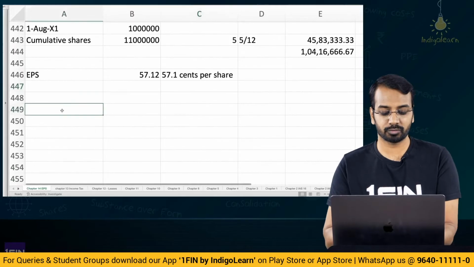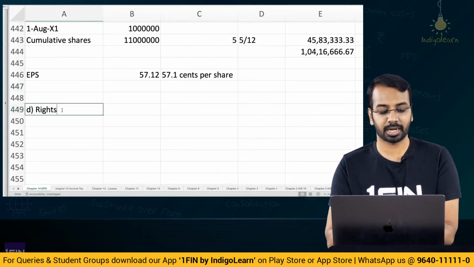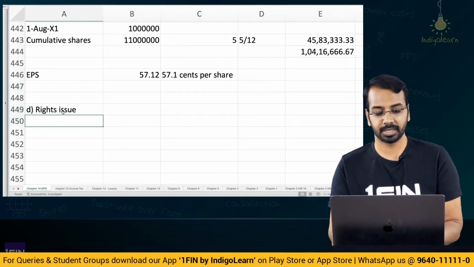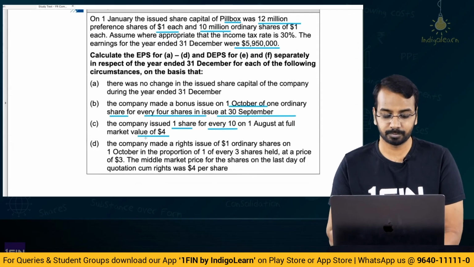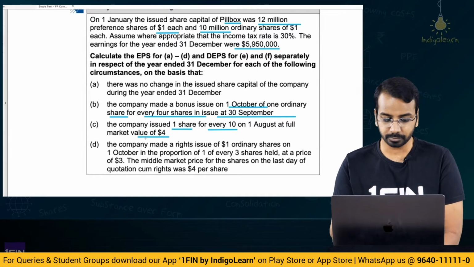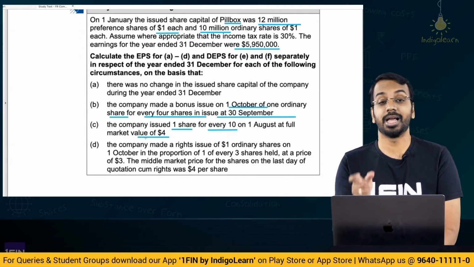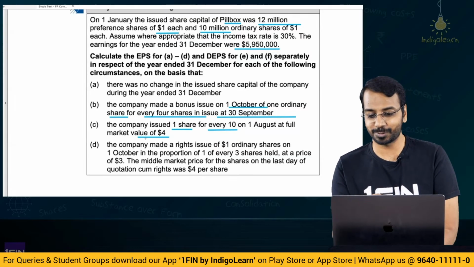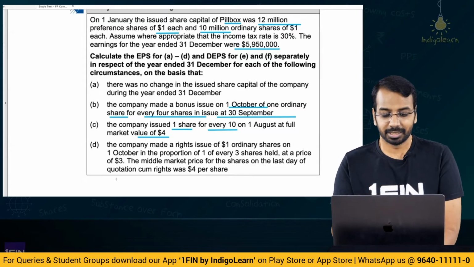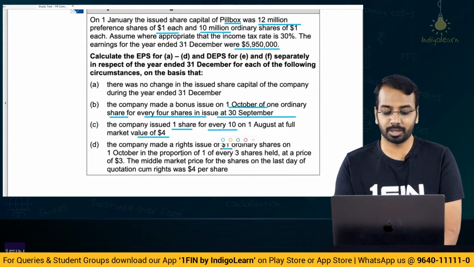Then the fourth one, the most interesting one, which is the rights issue. When it comes to rights issue, we have to calculate the theoretical ex rights price and also calculate the rights adjustment factor. The company made a rights issue of $1 ordinary shares on 1st of October in the proportion of 1 of every 3 shares held at a price of $3. The middle market price of shares on the last day of the quotation cum rights was $4.